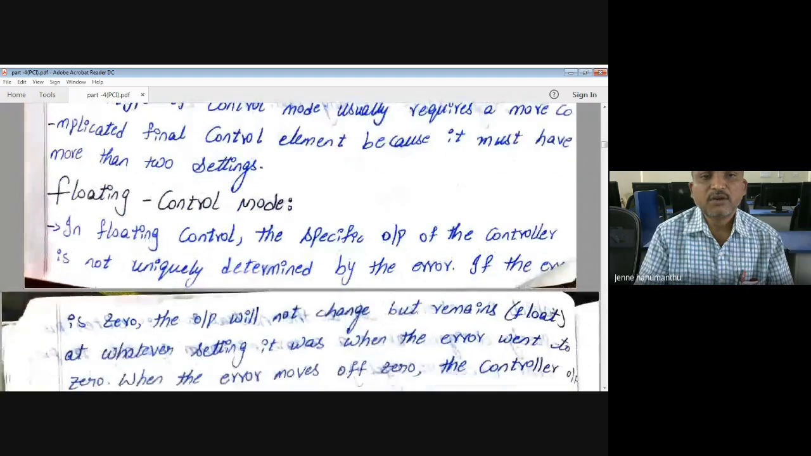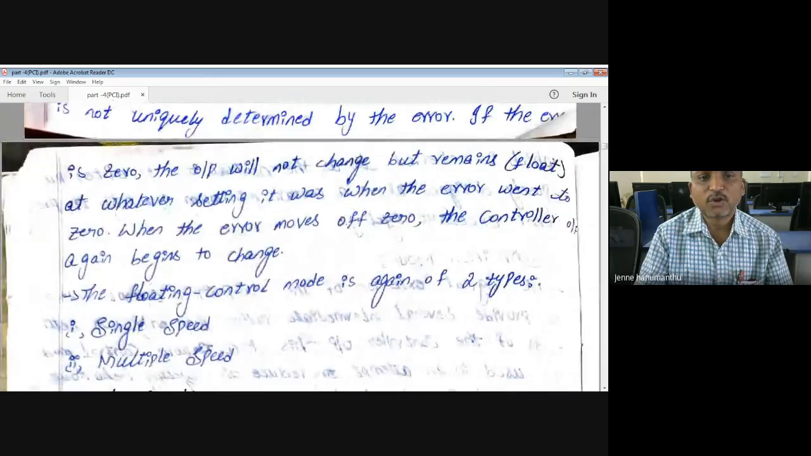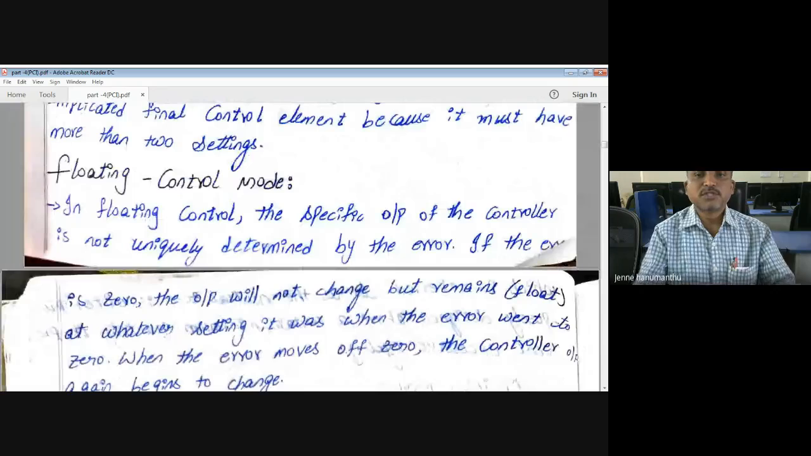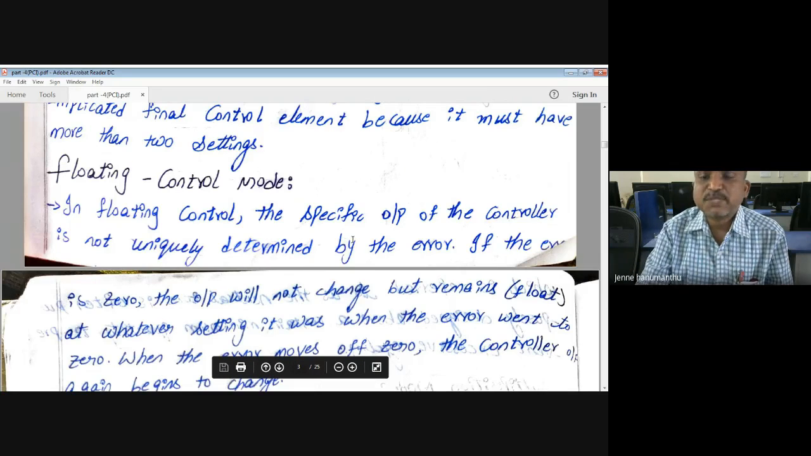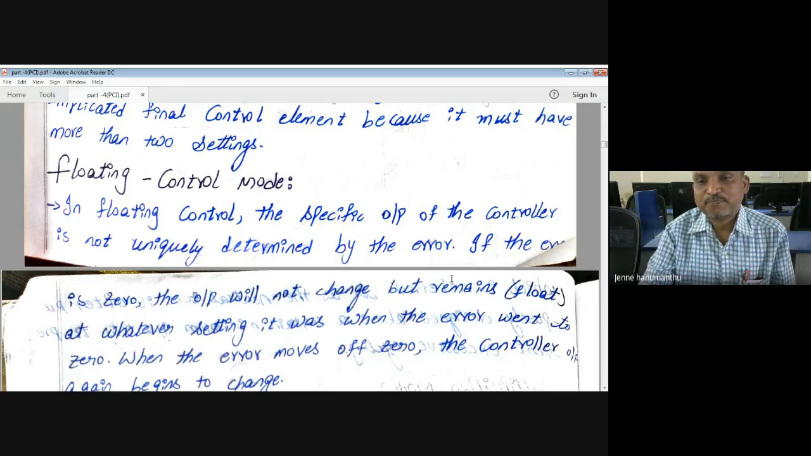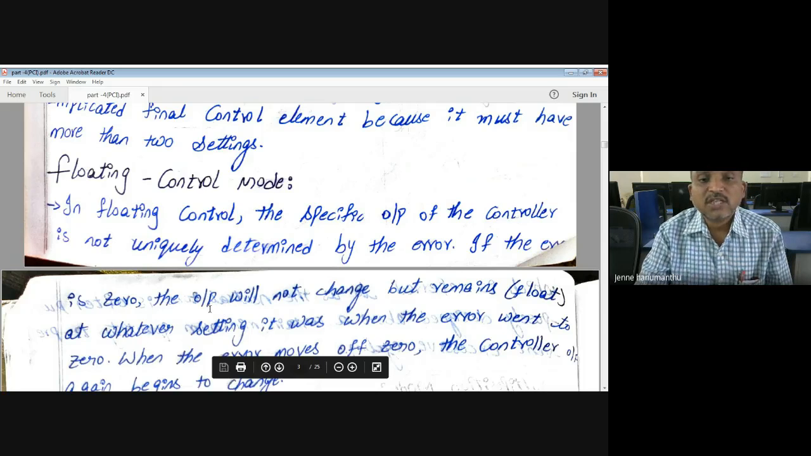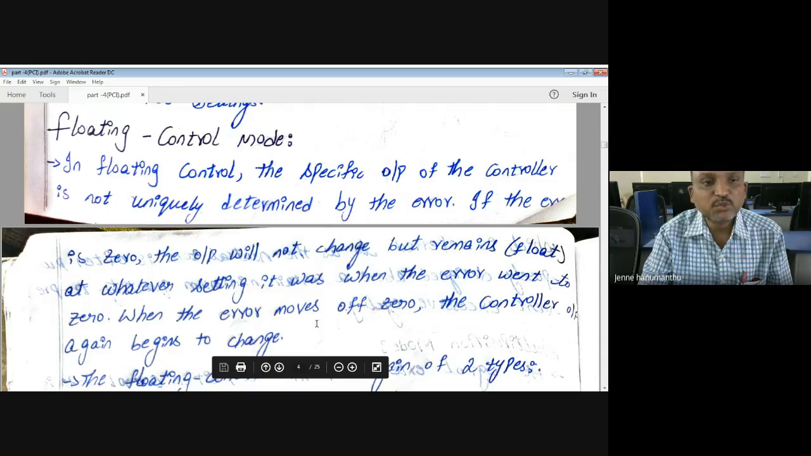Okay. Next, the floating controller mode. In floating control mode, the output of a controller is not directly determined by the error. If the error is 0, remember, the output will not change, but remains floating at whatever setting it was when the error went to 0.